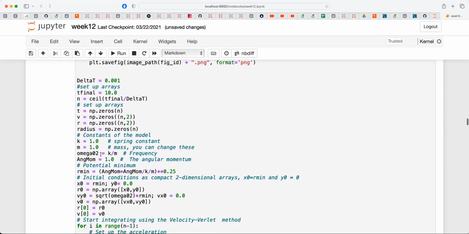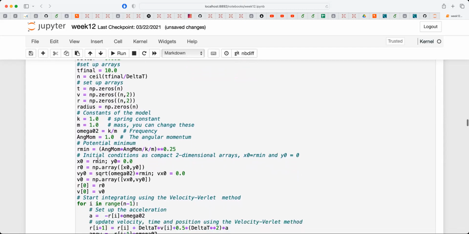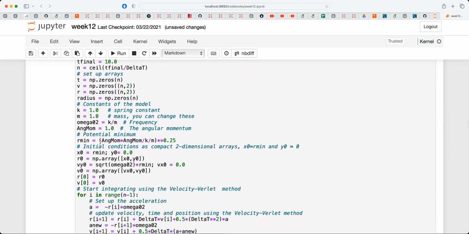I'm still defining omega squared, omega 0. I define the angular momentum to be 1, just for the sake of simplicity. And here, I'm putting in this result for the minimum. So what I've done now is actually to place myself at the minimum position by just choosing the results from the analytical calculation, which we did just a few moments ago.